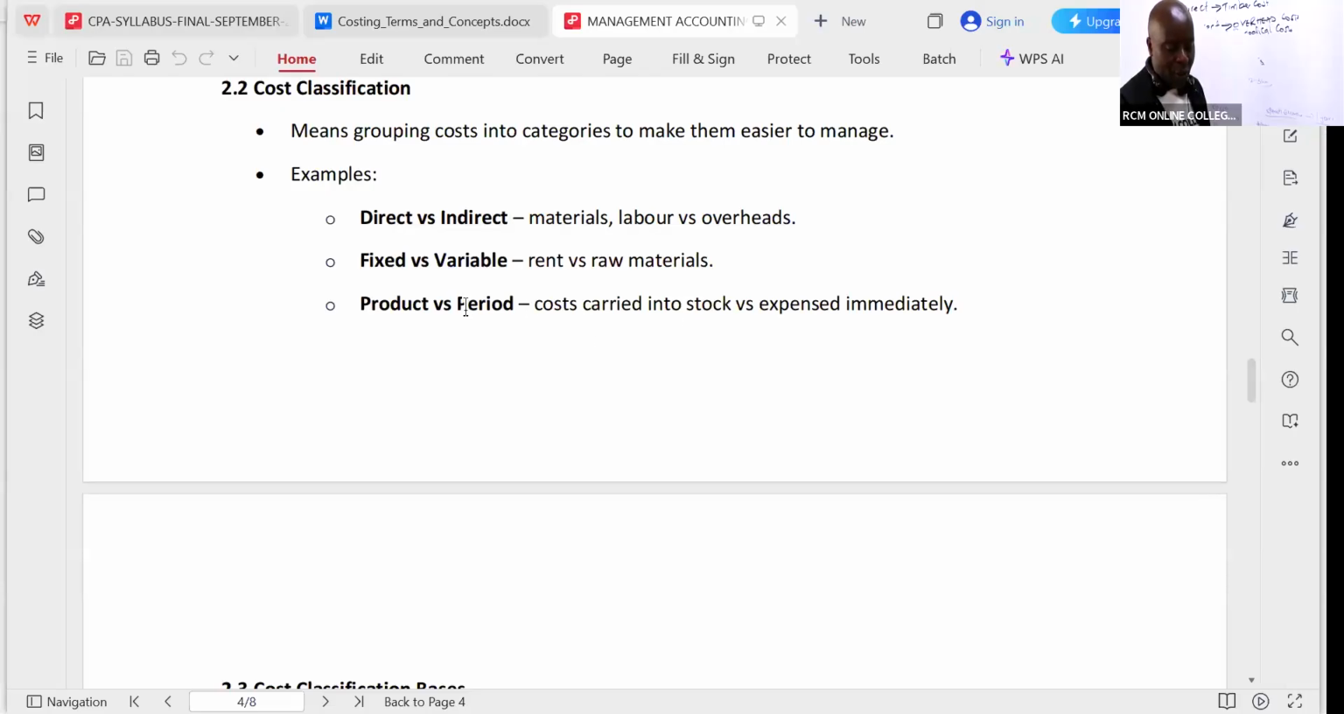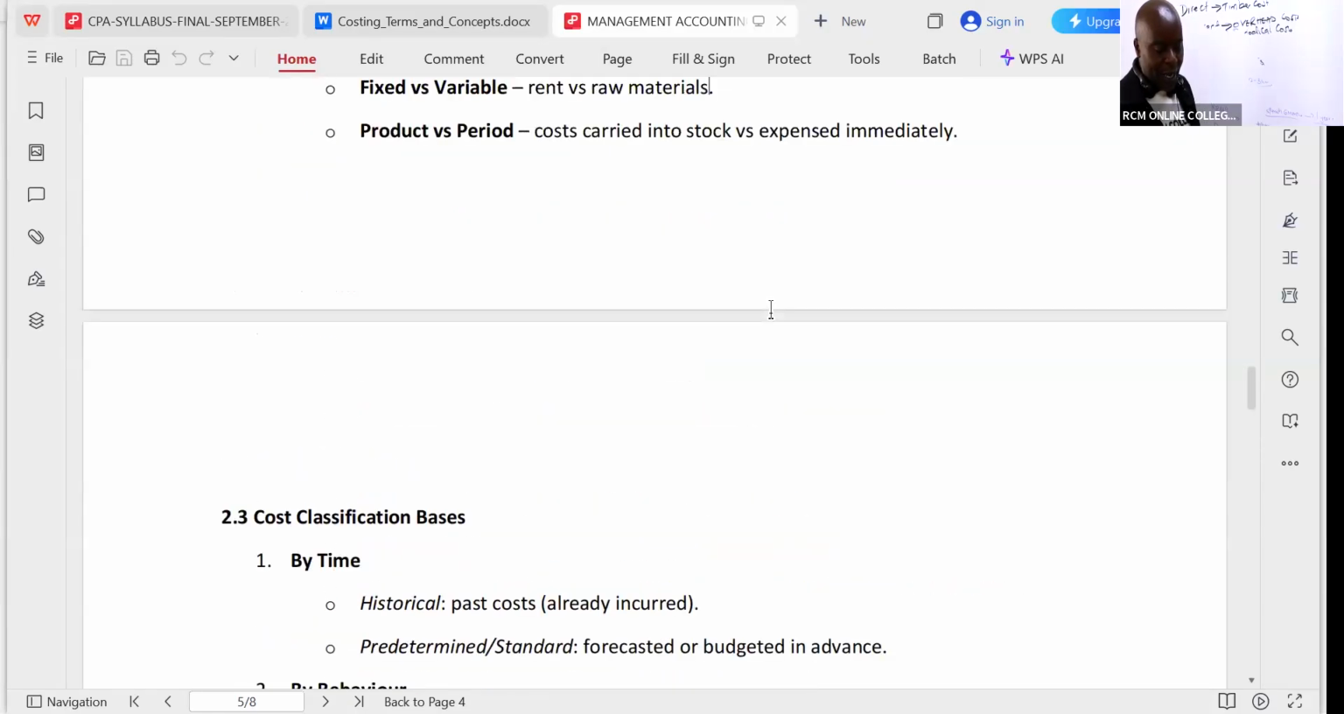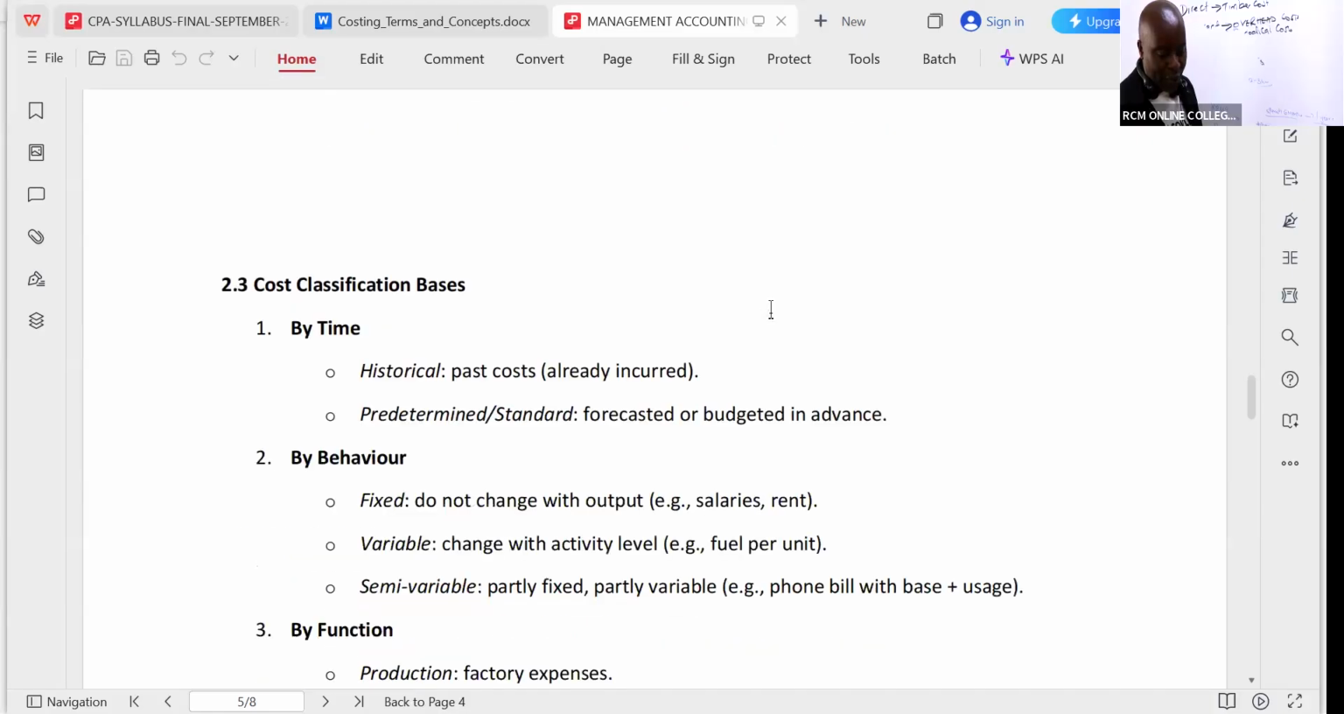So, product versus period. Costs carried into stock are product costs, and period costs are expensed immediately. They don't become part of our stock. Then we have what we call cost classification, very important.